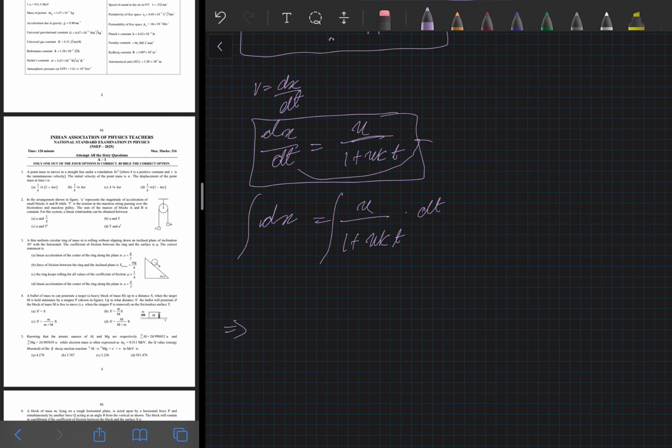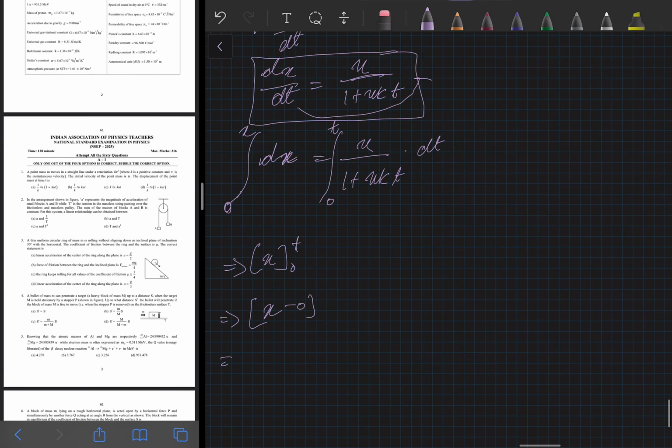What do we get? Again, you have to remember that we are integrating from time 0 to t, and the displacement at time 0 is 0. That means it's at the initial position, and over time t it has moved a distance of x. So that's what we have to do. Left hand side integrating is very simple, x from 0 to t. So this is nothing but x minus 0, which equals x. Left hand side is probably the easiest integration that you'll ever have to do.